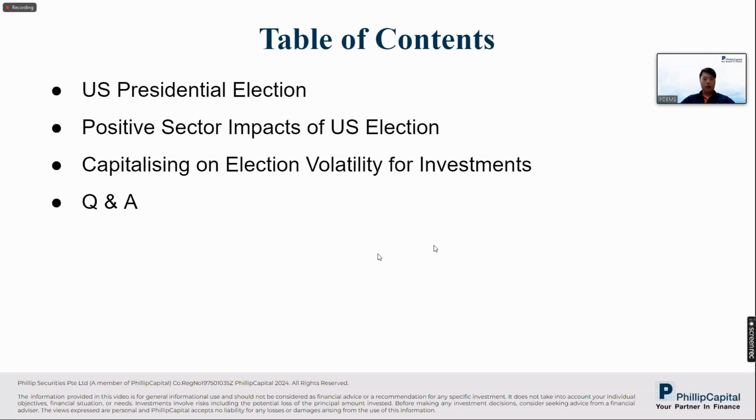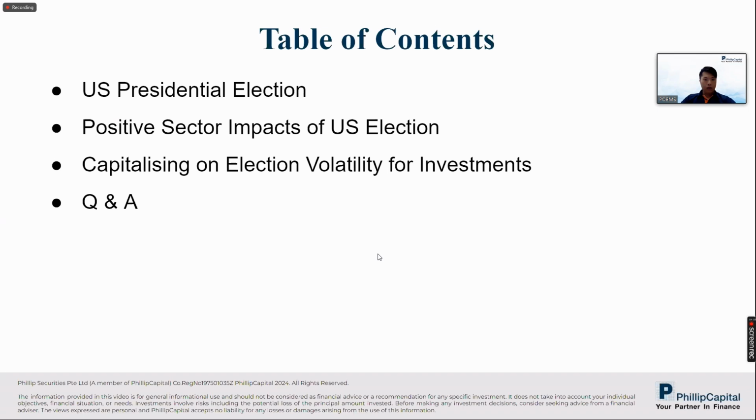Okay, so for tonight, basically I'll be sharing about the upcoming US presidential election. It's going to happen this year. Amidst this election, I'll also be sharing some of the sectors that will have a positive impact, as well as how you can take advantage of this election volatility so that you can potentially have a positive impact for your investment portfolio. And of course, I will also end the entire webinar with a question and answer. So if you have any questions, please feel free to type them under the Q&A section, and at the end of the webinar, I will answer them accordingly.